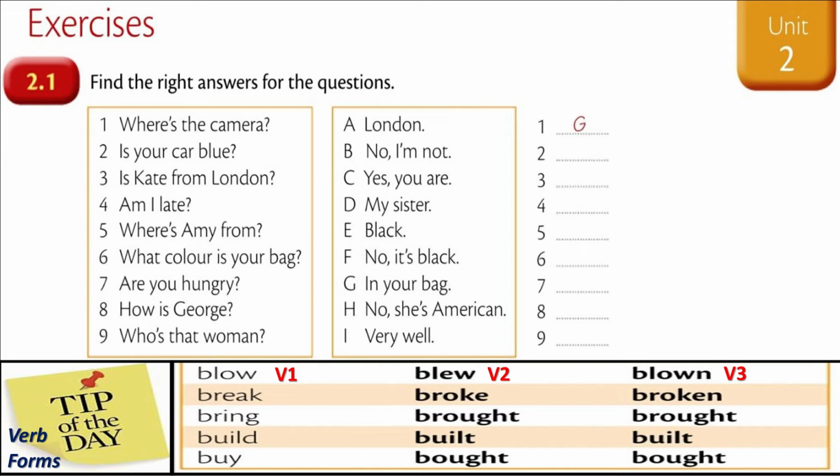Tip of the day. Now we are going to revise first form, second form, and third form of some irregular verbs. For example, blow, blew, blown, break, broke, broken, bring, brought, brought, build, built, built, buy, bought, bought.